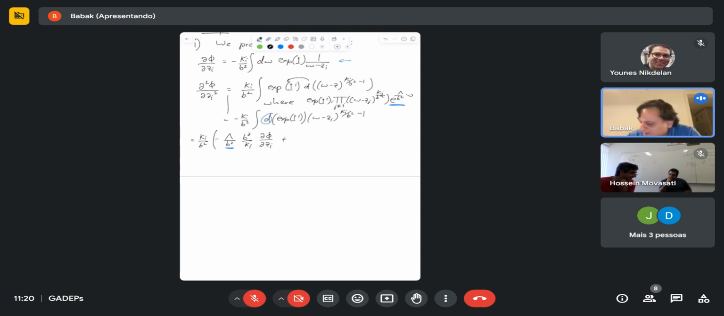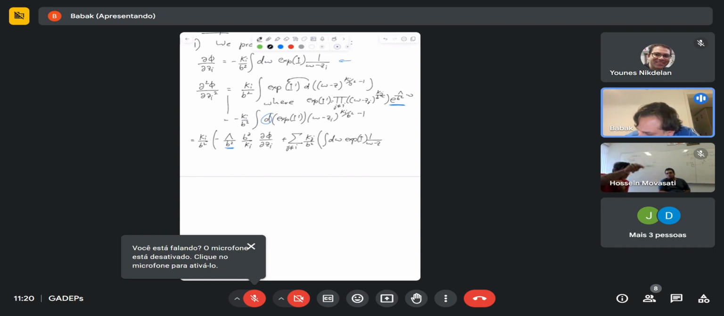But if the exterior derivative hits the other terms, it just produces a bunch of other terms. So now we come to the other terms, where j is not equal to i, and we have kj over b squared, and you have dw exponential I times 1 over w minus zi times 1 over w minus zj.